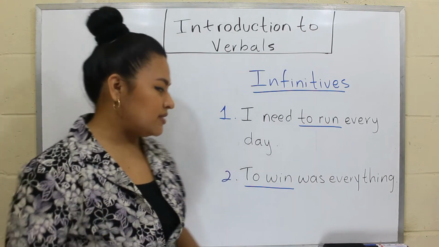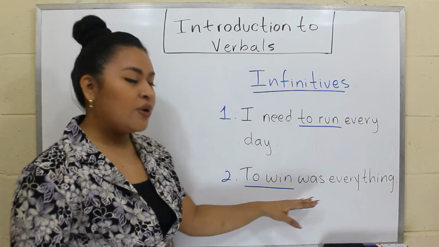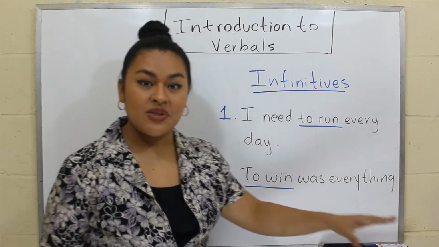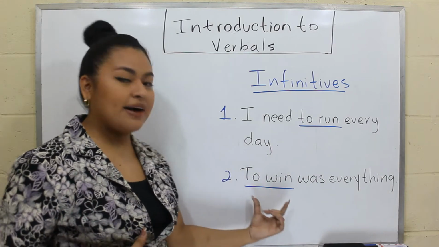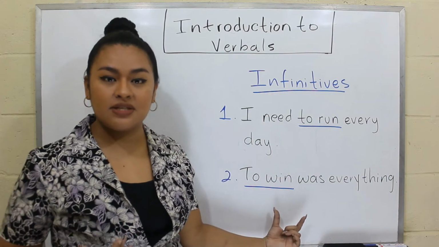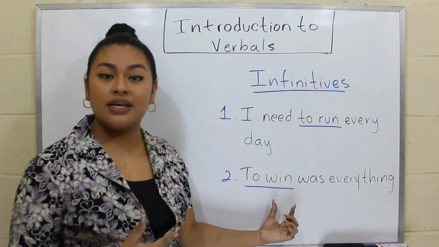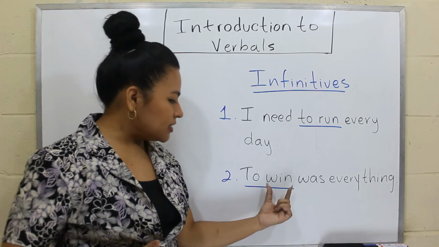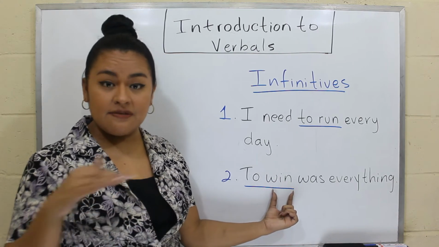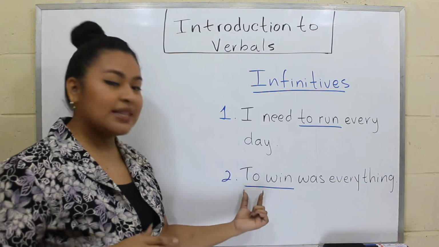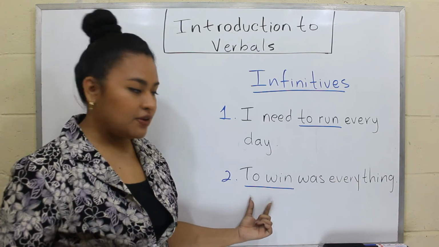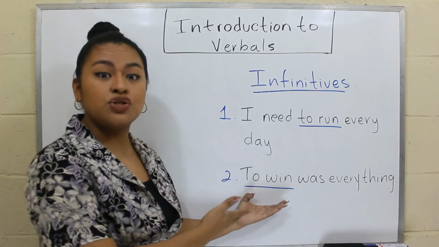And in the next sentence, to win was everything. In this example, we have the infinitive at the beginning of the sentence. And we can say that it is an infinitive because it has the verb in the basic form and the sign of the infinitive. So the infinitive is to win.